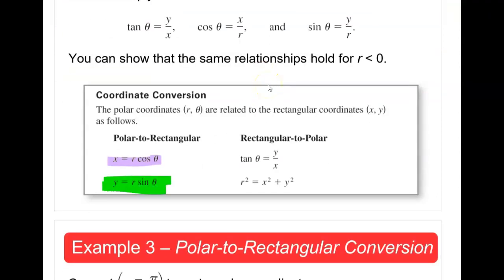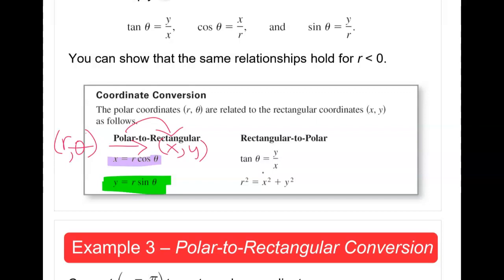So we have that there. Now, how can we go, and this is to go from polar to rectangular. So this is when you start with r theta and you turn it into a rectangular coordinate such as xy.